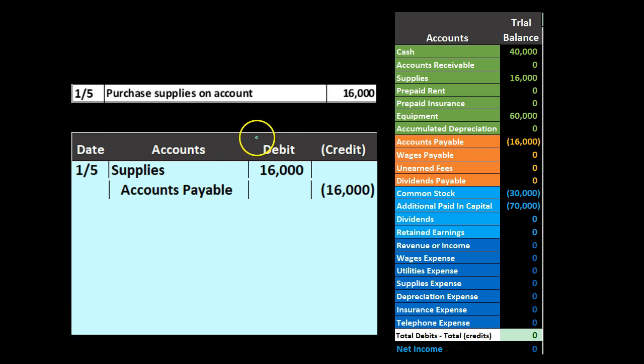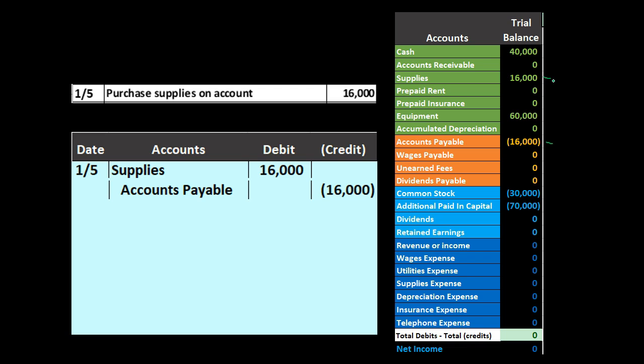Here's going to be the journal entry and the end product that we have here. Note that there's no effect on the income statement. What happened here is that supplies increased and the accounts payable increased, meaning assets increased, liabilities increased. Nothing happened to the income statement yet. It will affect the income statement, this purchase of supplies, when we do the adjusting process.